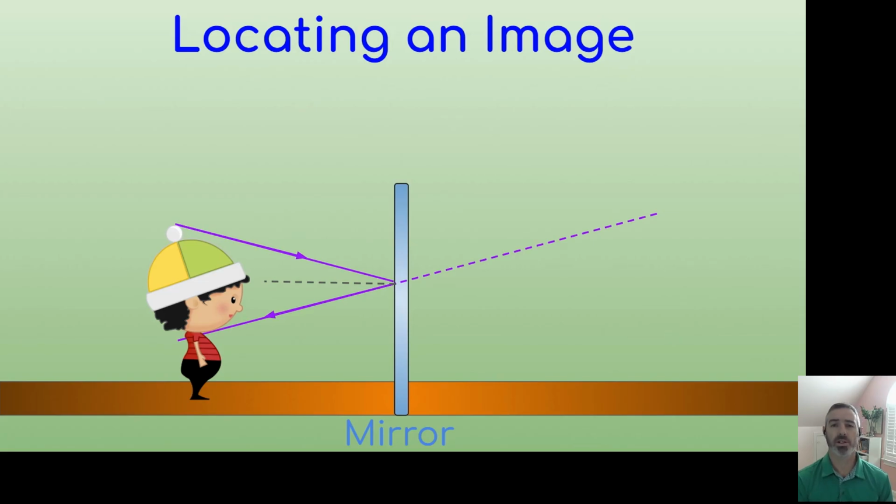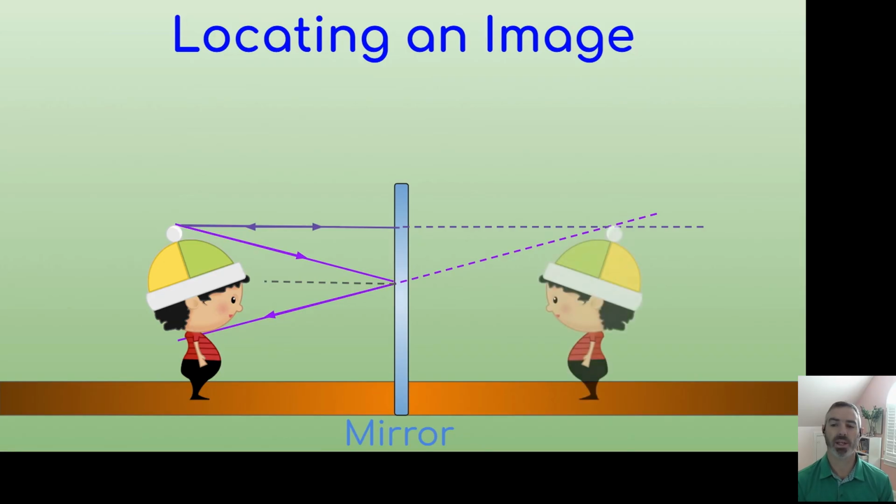Now in order to locate an image, we're going to draw another ray of light that does the same thing. And we could draw it anywhere on the mirror. As long as it hits the mirror and reflects off, then we can extend the ray back. So the easiest ray of light that we can draw is the one that travels parallel to the surface, because it's going to hit the mirror and bounce straight back at the top of the hat. So we can extend this ray back, and where those two dashed lines intersect, remember those aren't actual rays of light, which is why we draw them as dashed lines, is where we're going to see the top of the hat, and we can actually draw the entire person as a reflection as well.